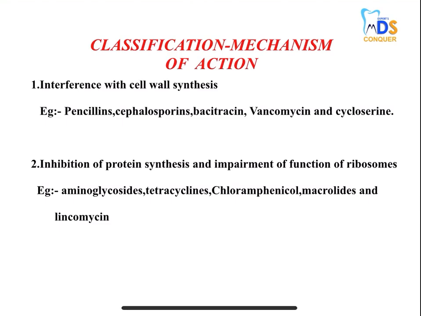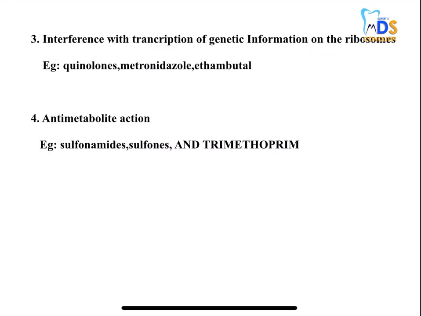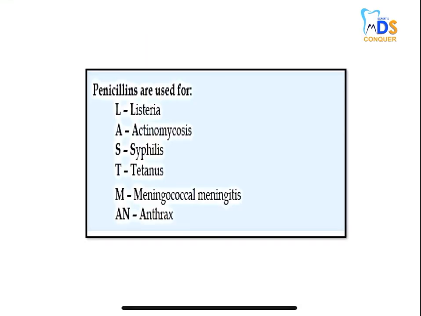Next, coming to the antibiotics, classification based on the mechanism of action. Those which inhibit cell wall synthesis are penicillin, cephalosporins, vancomycin, cycloserine and bacitracin. Those which inhibit protein synthesis and impair the function of ribosomes are aminoglycosides, tetracyclines, chloramphenicol, macrolides and lincomycin. Those which interfere with the transcription of the genetic material are the quinolones, metronidazole and ethambutol, and the antimetabolite action is by sulfonamides, sulfones and trimethoprim. All these are just a broad idea of the mechanisms of action, and having the broad idea is enough.